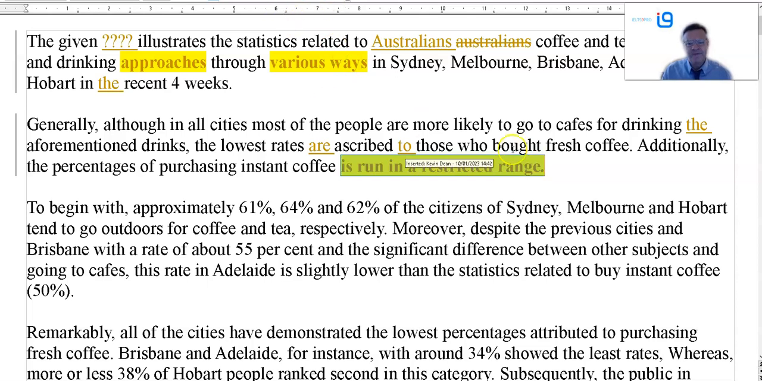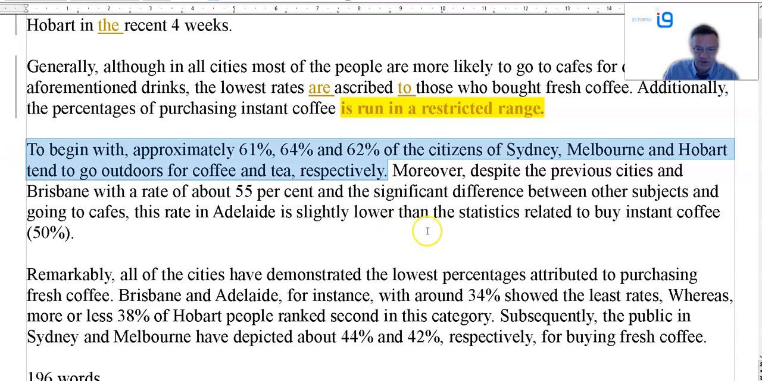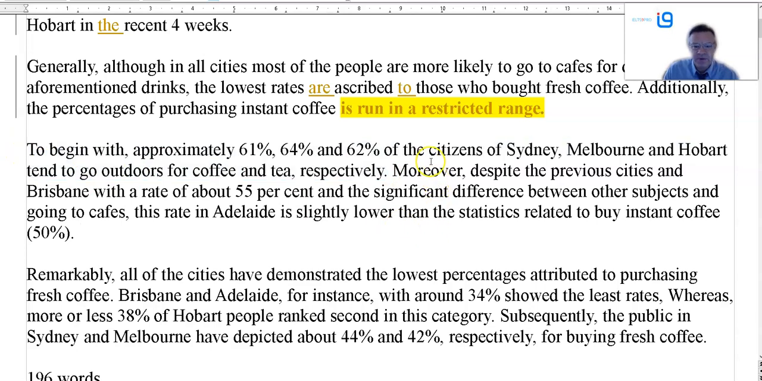What does that mean? So, right off the bat here for this first one, we've got some interesting vocabulary. It doesn't quite work. To begin with, Sydney, Melbourne, Hobart, coffee respectively. Okay, that's a good sentence. Despite the previous cities in Brisbane, there was subject, it's café this way. So this is right. This is a bit of a convoluted sentence. Where's the instant coffee? Oh, right, sorry.